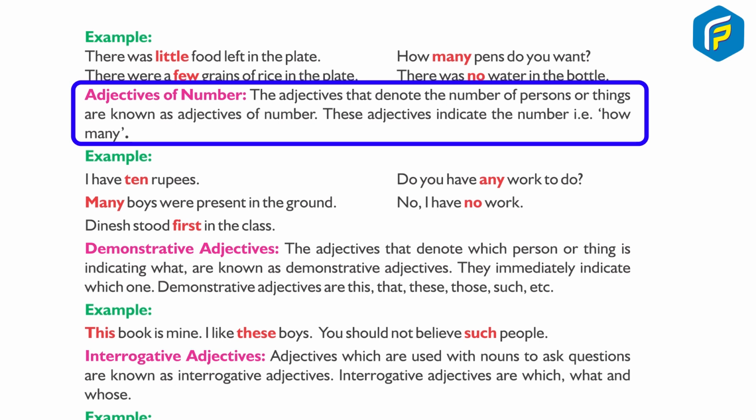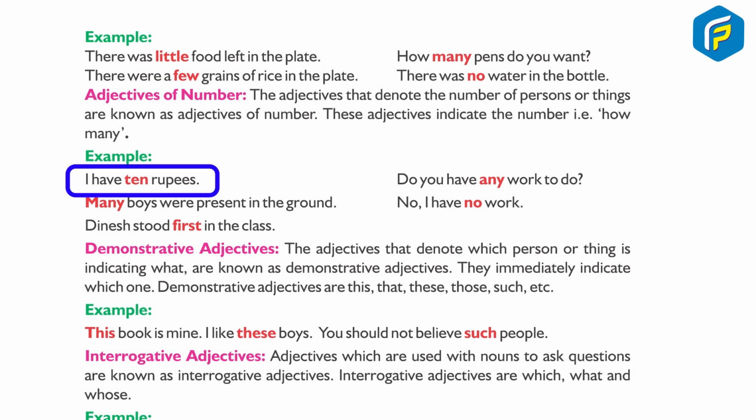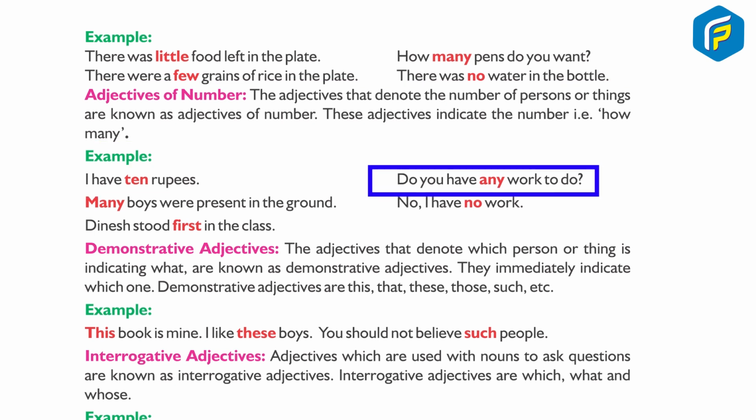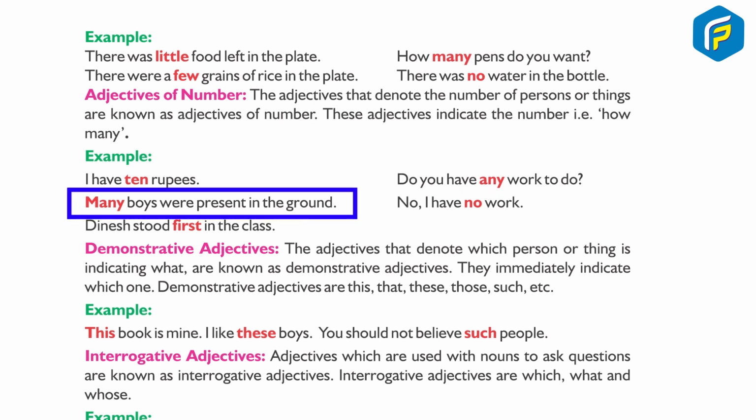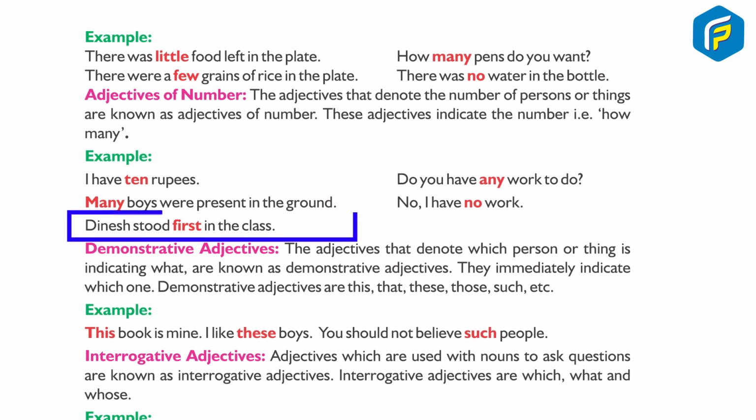Adjectives of number. The adjectives that denote the number of persons or things are known as adjectives of number. These adjectives indicate the number, how many. Examples: I have 10 rupees. Do you have any work to do? Many boys were present in the ground. No, I have no work. Dinesh stood first in the class.